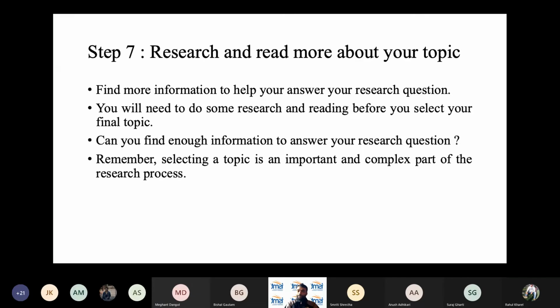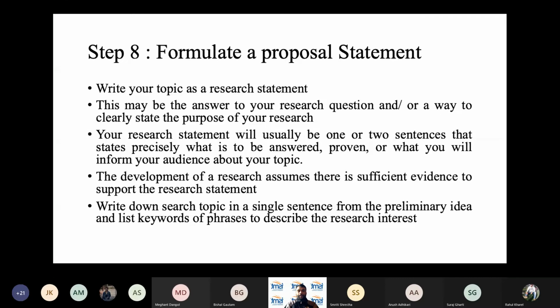Research and read more about your topic. Okay, so again, confirming: before, from scratch, you have selected the research topic, and again you have to study more and confirm that research topic. Okay, for that you have to read more on your research topic. This focuses on that. Another is formulate the proposal statement.